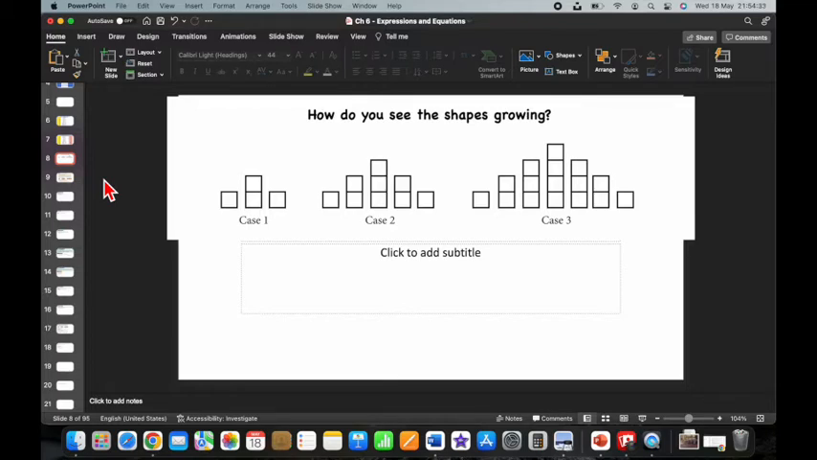All right, so feel free to pause this video and just take a few minutes to discuss in small groups around the class, students, how you see these shapes growing. Okay, so feel free to pause the video now.